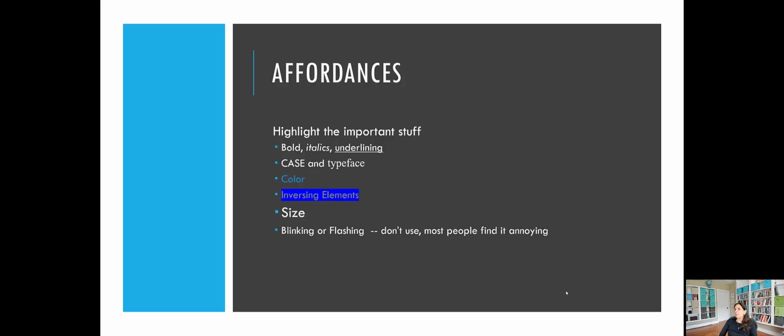Affordances, it's not a word that makes a whole lot of sense to us intuitively, but what it means is making whatever it is you're trying to have the audience see or do, your user, if you will, making things easy for your user. So I have some props here.